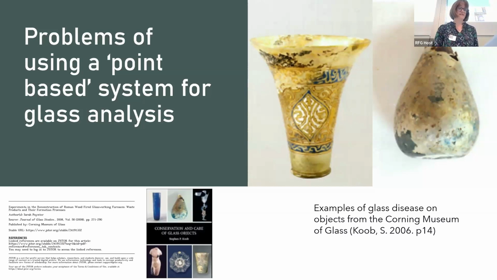Whilst glass disease is significant when discussing Romano-British recycled glass, it is a topic that takes slightly too long to discuss within the scope of this talk. But to summarise, and as hopefully illustrated by the photographs from the Corning Museum of Glass, having deposits on the surface considerably complicates the process of materials analysis.